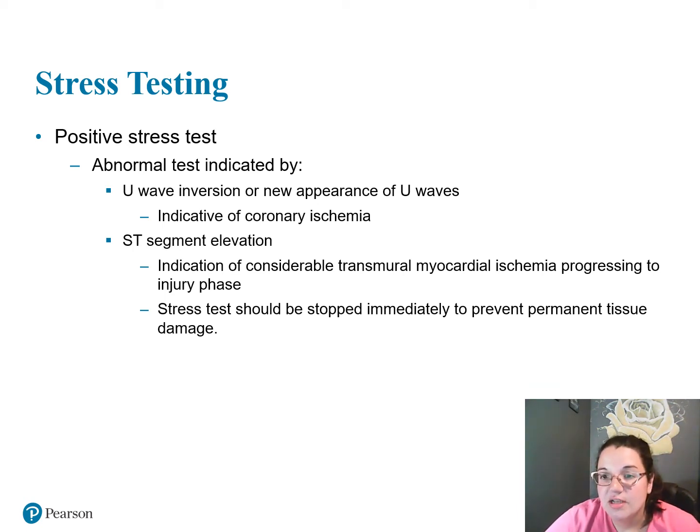And infarction, can we save the heart tissue? No, it will be dead. The ST segment elevation is going to be an indication of transmural myocardial ischemia progressing to injury phase. The stress test should be stopped immediately to prevent permanent tissue damage. So what is indicative of an abnormal test, which would mean a positive stress test? You will see a U wave inverted or an appearance of a U wave, and your ST segment will be elevated, meaning we're heading into injury.